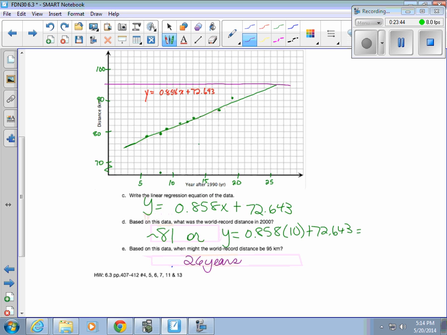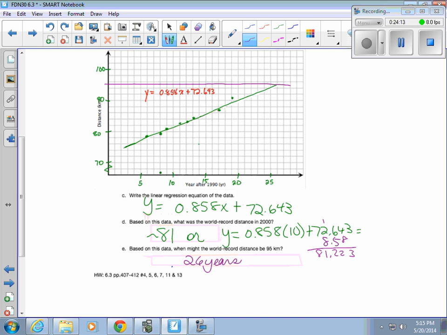Okay, and we should be able to then do the reverse and substitute and solve for it. Well, I know why. I was doing my math wrong. This one works, because this would be 8.58. I was multiplying by 100. So 72.643 plus 8.58. So that gives you 81.22, so a little bit more exact.